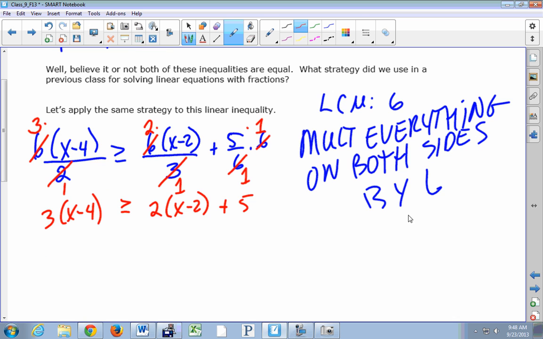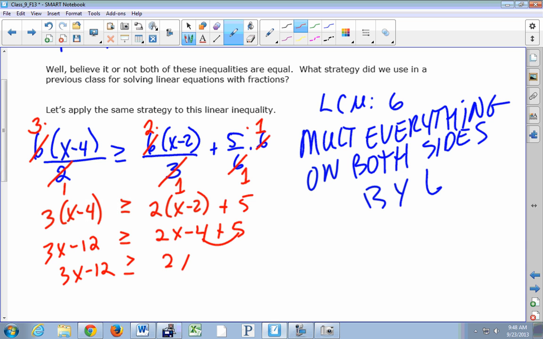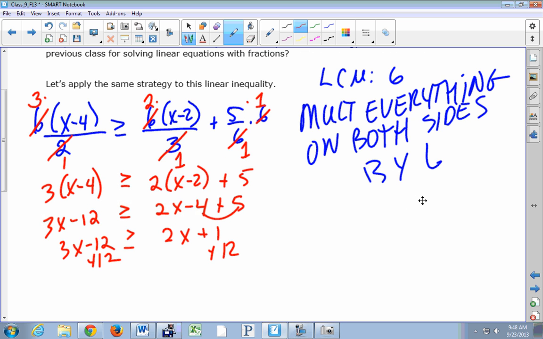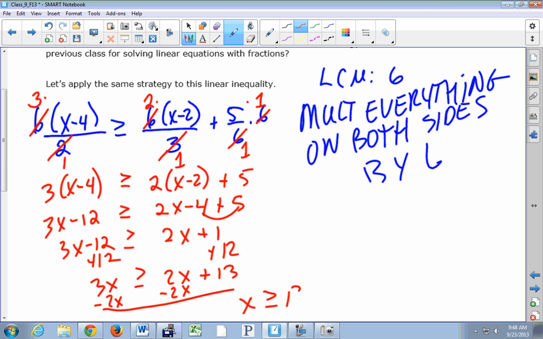And you solve that like you normally would, just like an equation. You use your distributive property on the left-hand side, the distributive property on the right-hand side. No like terms on the left-hand side, but you have -4 and 5, so that's 2x plus 1. You add 12 to both sides. No worries, because you're just adding. No worries to think about changing that sign. 3x is greater than or equal to 2x plus 13. You subtract, no worries when you're subtracting. And what do you get? x is greater than or equal to 13.